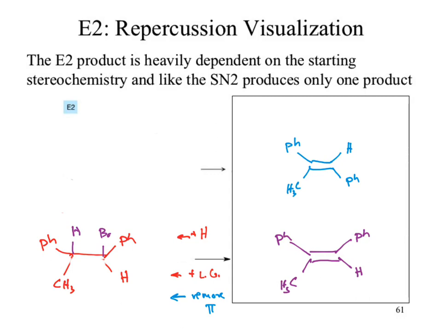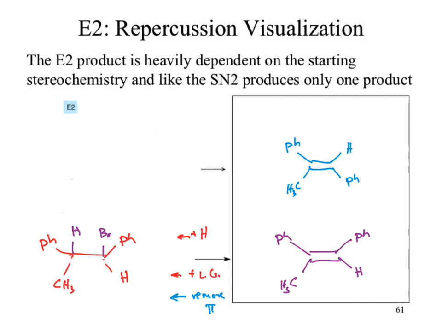Okay? Kind of make sense? Yeah. Okay, what do you got? I have a question about the E2. It says it only produces one product, but if you were to switch back to the original spot, which is 2 hydrogens, you could pull off.